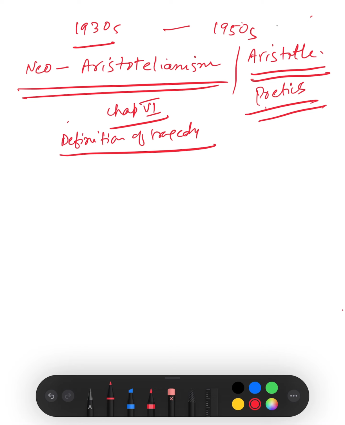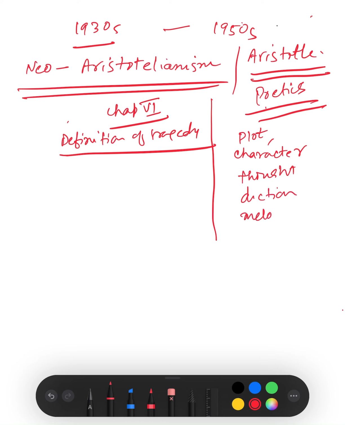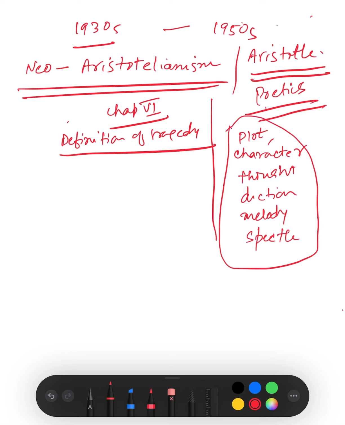And in his definition of tragedy, he said that tragedy is an imitation of an action that is serious and all. He says that there are 6 elements of tragedy. Number 1, plot. Number 2, character. Number 3, thought. Number 4, diction. Number 5, melody. And number 6, spectacle. These are the 6 elements of a tragedy according to Aristotle.